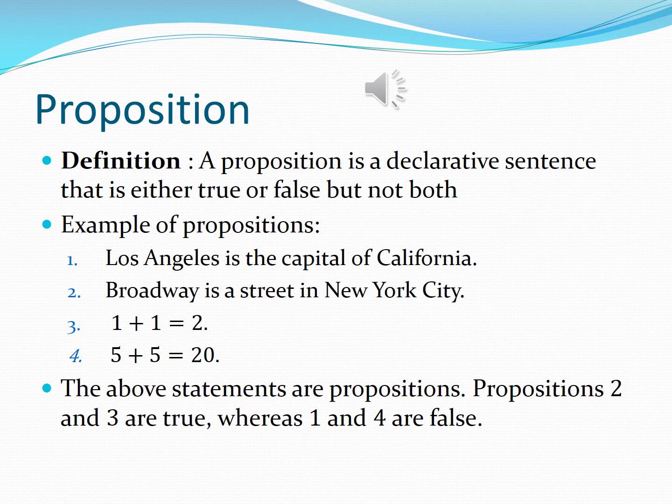Proposition. Definition: A proposition is a declarative sentence that is either true or false, but not both. Examples of propositions: 1. Los Angeles is the capital of California. 2. Broadway is a street in New York City. 3. 1 plus 1 is equal to 2. 4. 5 plus 5 is equal to 20. The above statements are propositions. Propositions 2 and 3 are true, whereas 1 and 4 are false.